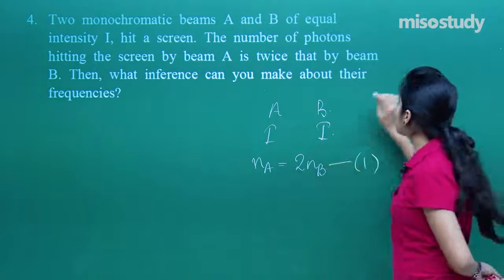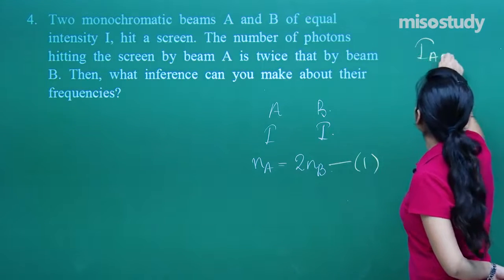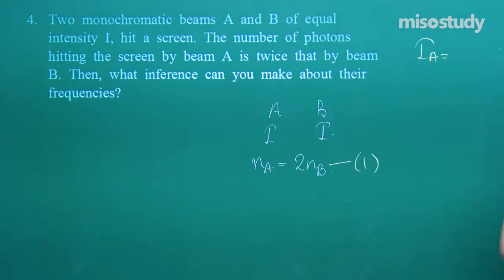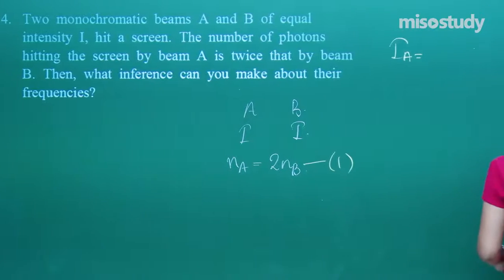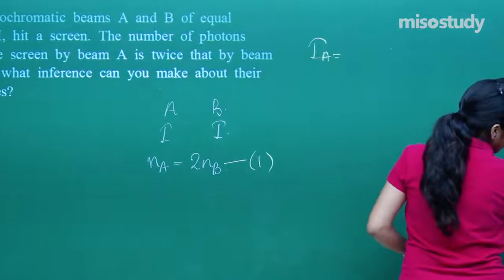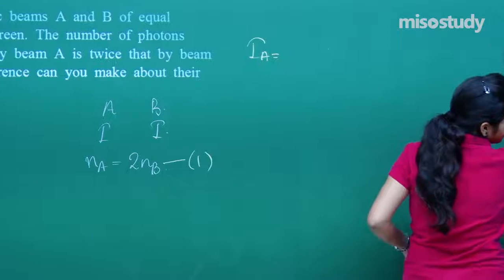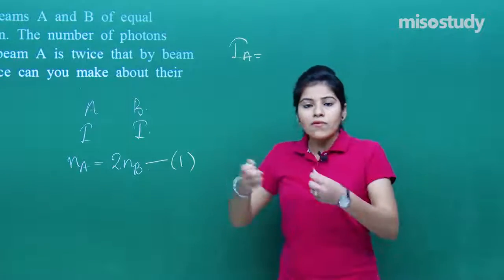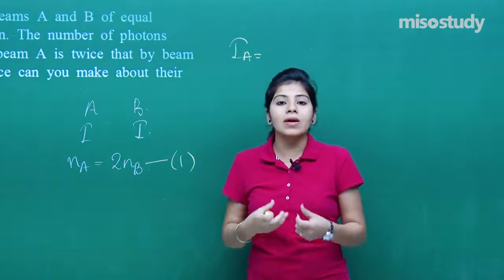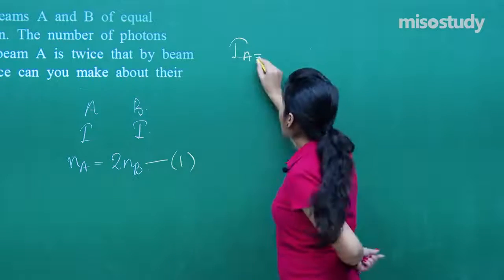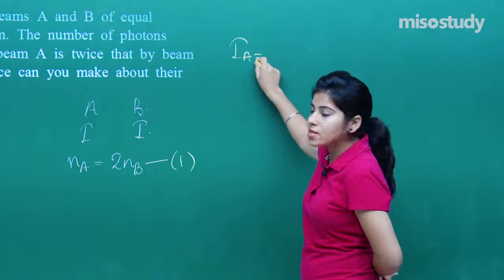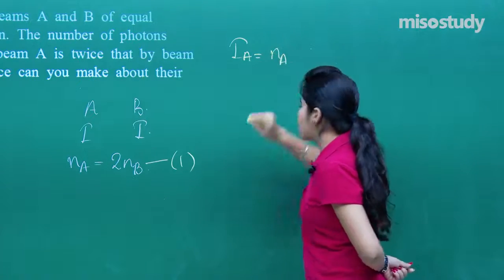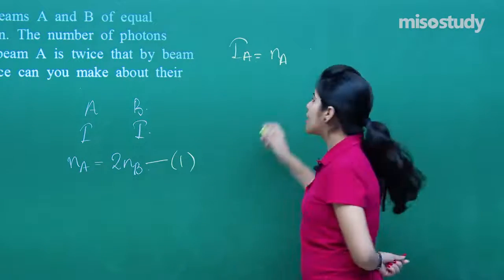Now if I talk about intensity of A, can you tell me what is the formula for intensity? I hope you are clear with how we can find out the intensity. Intensity is what? Number of photons coming with some energy. So that means IA, if I am talking about the intensity, is the number of photons of A multiplied by their energy.